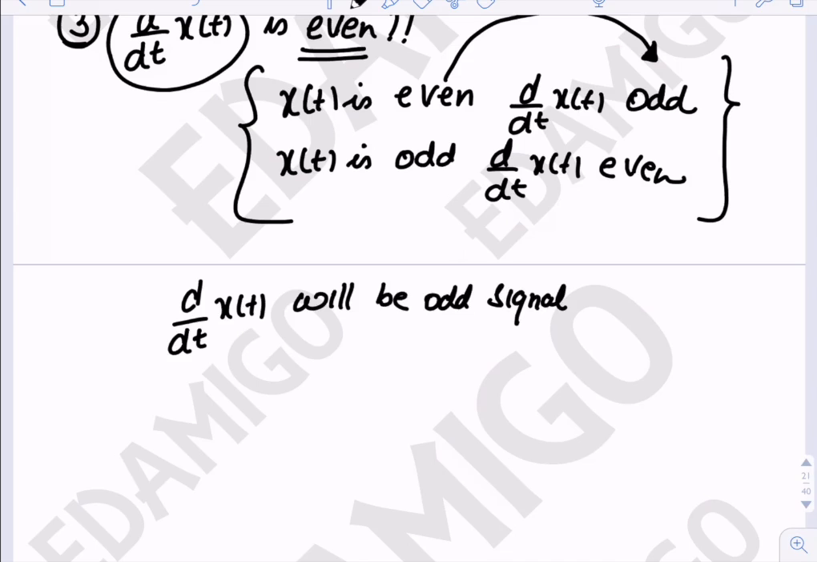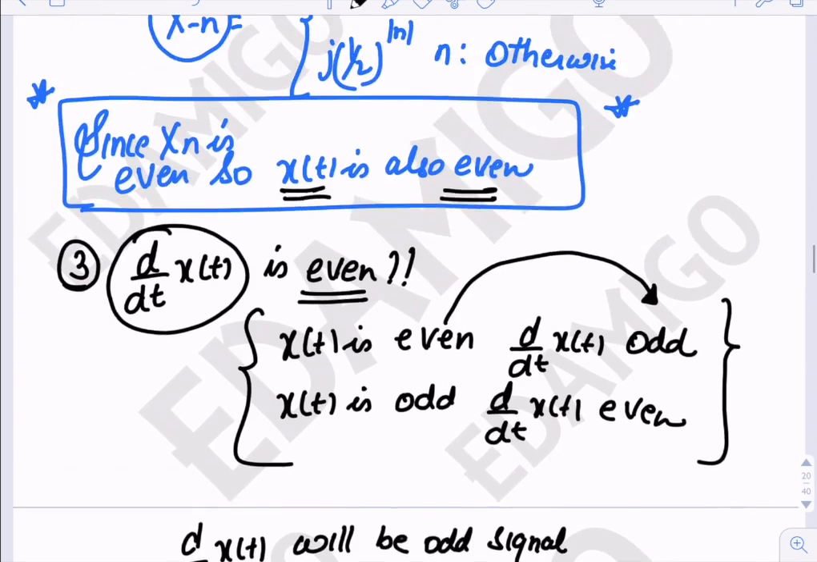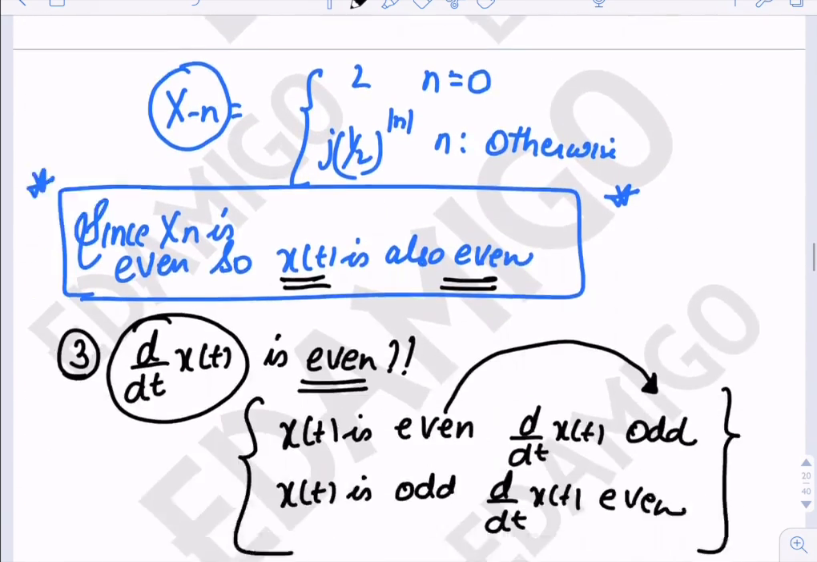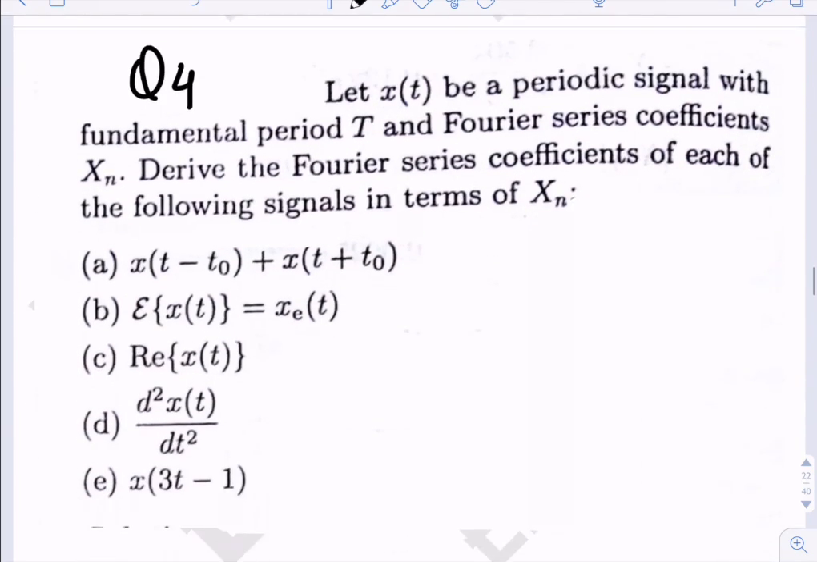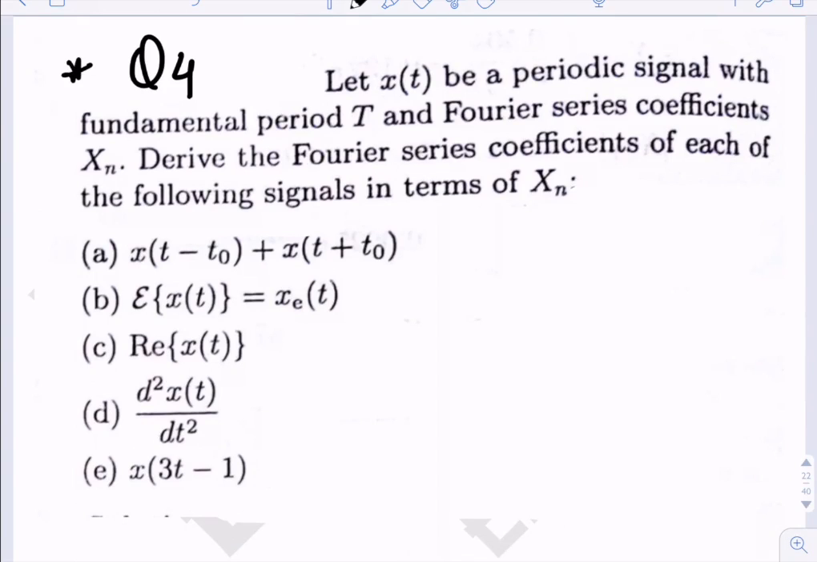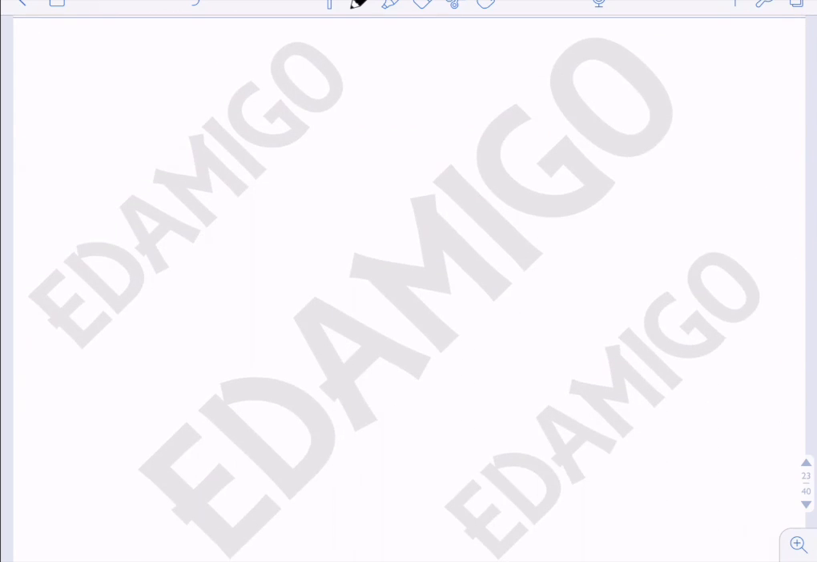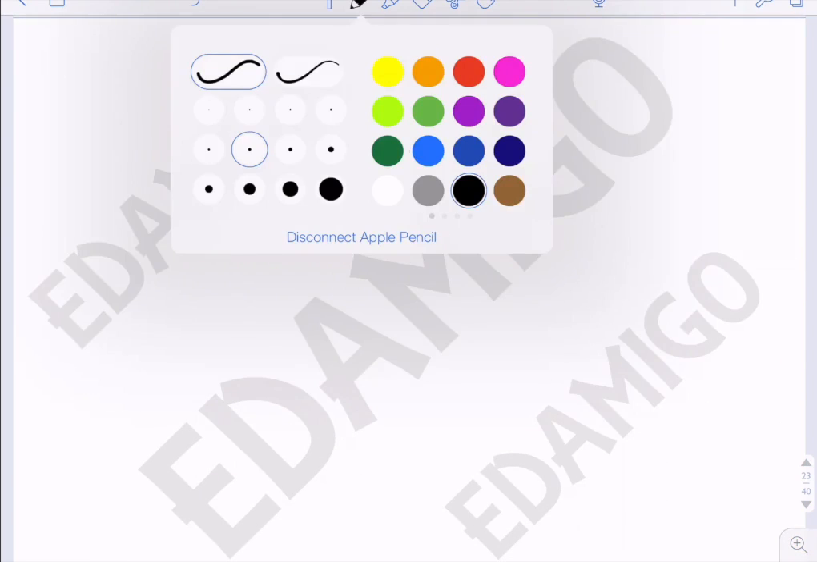Okay, so this is the solution to this problem. Now let's move on to the fourth problem. This problem will also help you recall all the properties of the continuous time Fourier series. So let's solve the question.